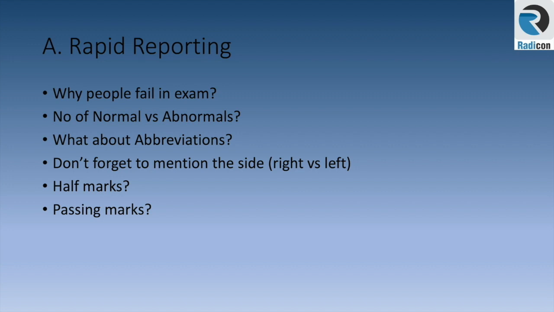Another question is, can I get half marks? And what are the total passing marks? Maximum marks are 60. To pass, you have to get 54, which means 27 correct diagnoses, each getting 2 marks. But yes, the examiner can give you 1 mark instead of the full 2 marks.